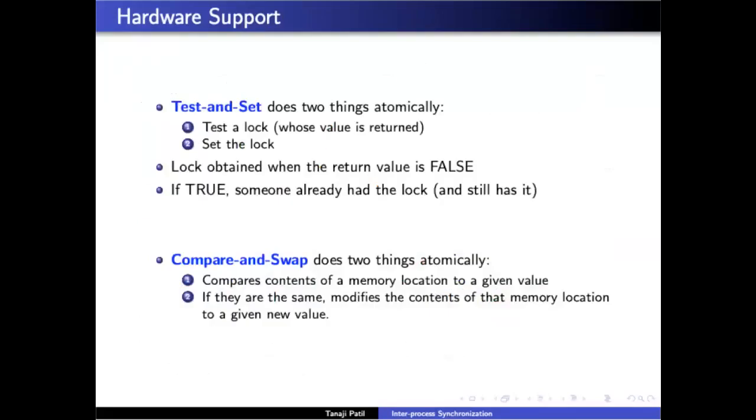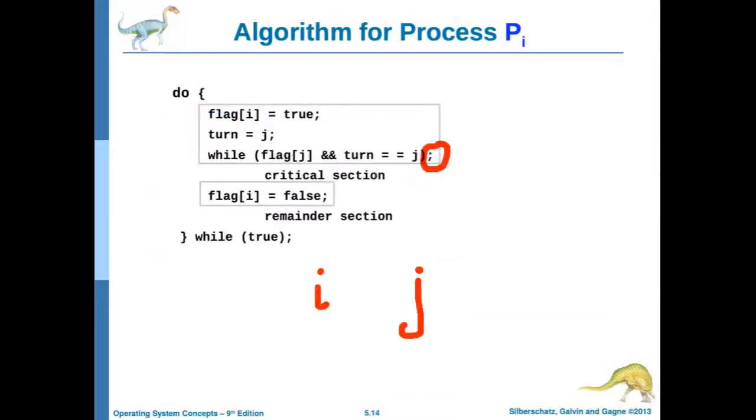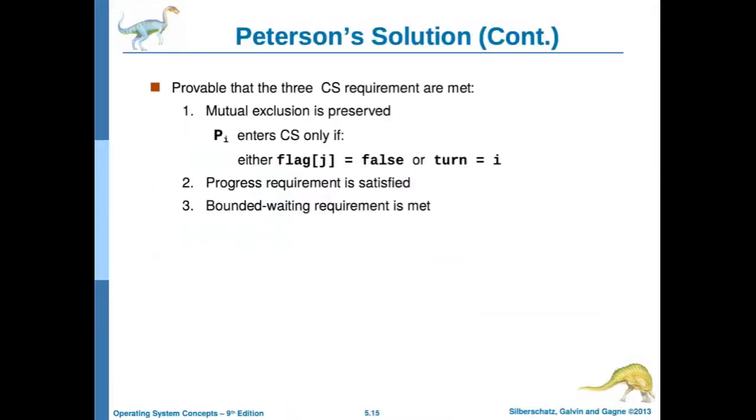Fine. Now let us go back to our original set of slides. Remember that Peterson's solution is very simply provable that the three requirements are met. CS is like critical section. I mentioned 4 requirements, but here they have given 3.